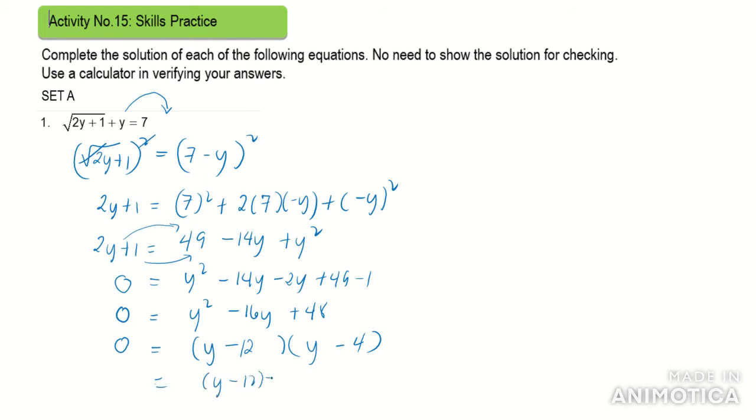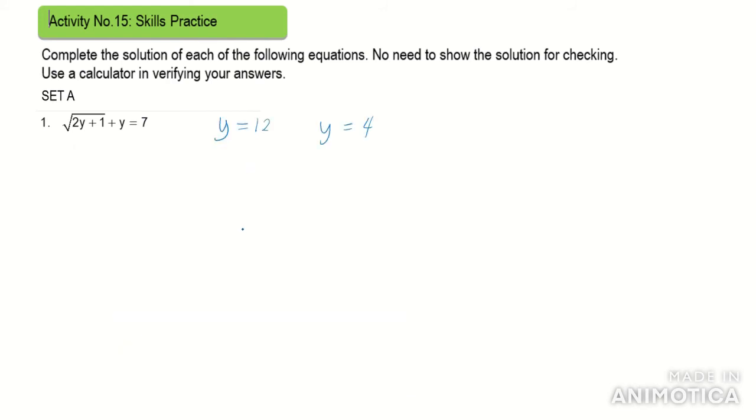y minus 12 is equal to 0, and we have y minus 4 is equal to 0. So we have y is equal to 12 here and y is equal to 4. Very easy. Let us check if each value of y will make this equation true.